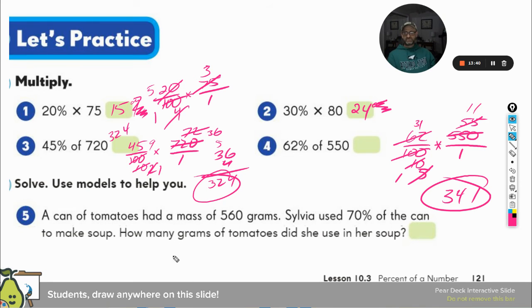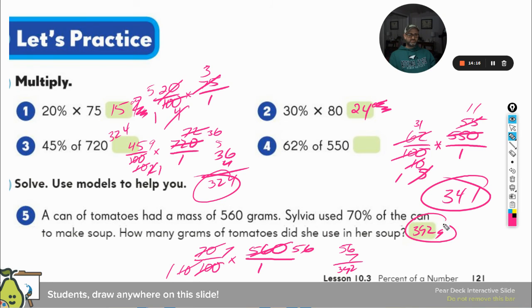A can of tomatoes had a mass of 560 grams. Sylvia used 70% to make soup. How many grams of tomatoes did she use in her soup? So we're just fine. It's 70% of 560. Divide by 10 is 56. Divide by 10 is 10. Divide by 10 is 7. Divide by 10 is 1. So then I just got to do 7 times 56. 392 grams. Boom.